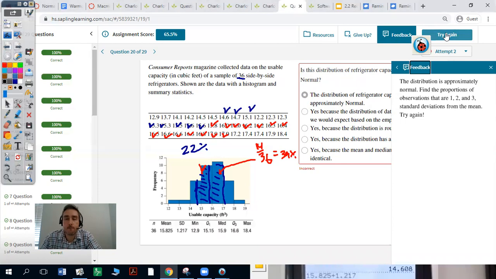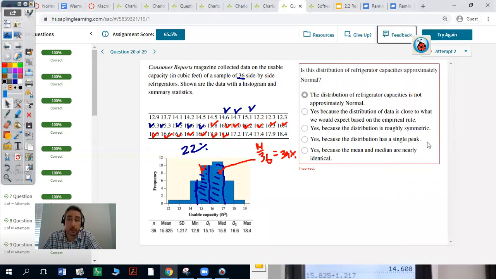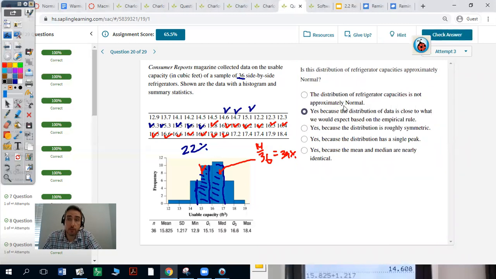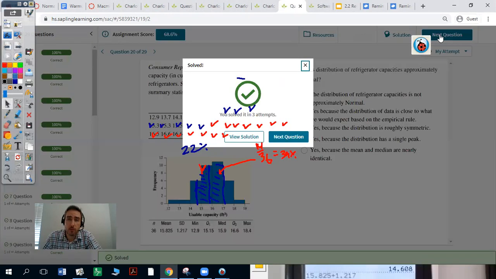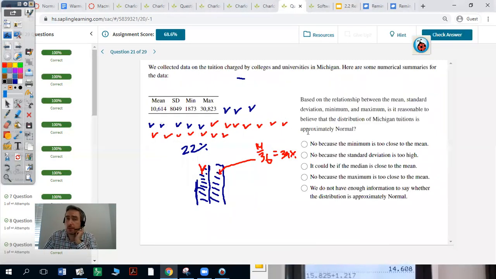Well, I stand corrected. Apparently, it's going to be the empirical rule, even though I'm not quite there with it. But we'll move on. We make mistakes.